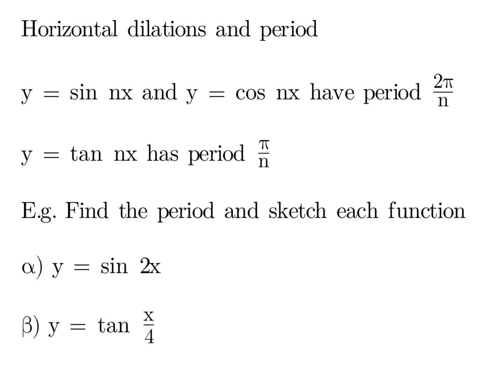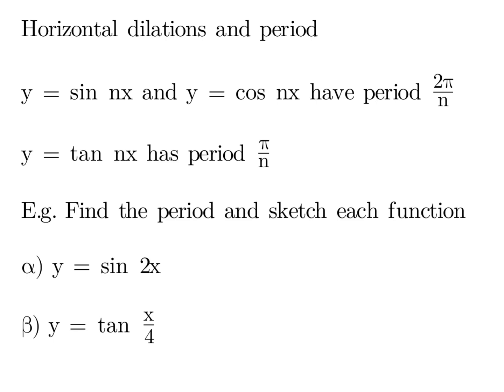A horizontal dilation, so moving something across the x-axis, we call this the period when we talk about trig curves. So for sine nx and cos nx, so the value in front of the x, the period is 2 pi over the n value. And for tan, it's pi over the n value. So that's the effect that it has across the horizontal.